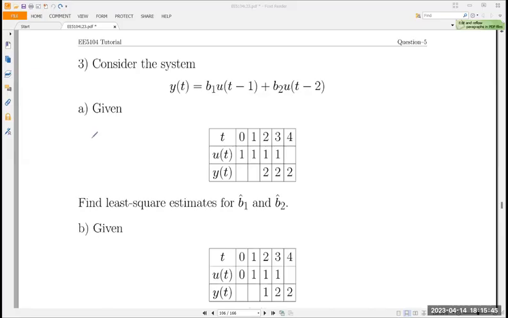Recording in progress. Okay, let us start. So tonight we'll finish up the tutorial question on the system identification part.